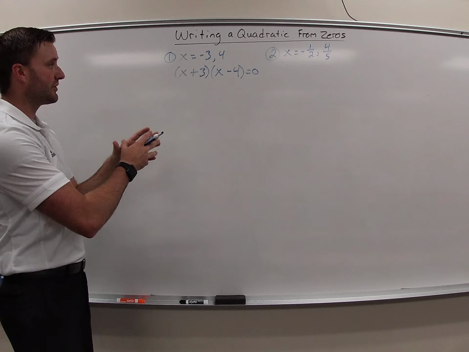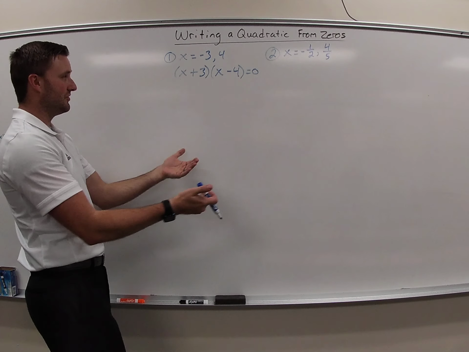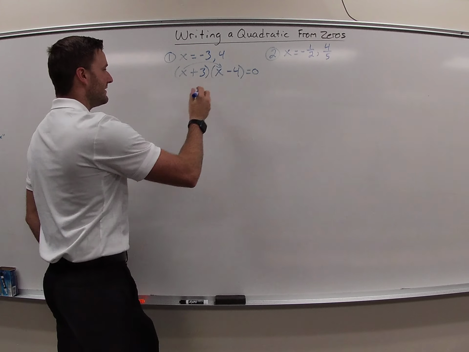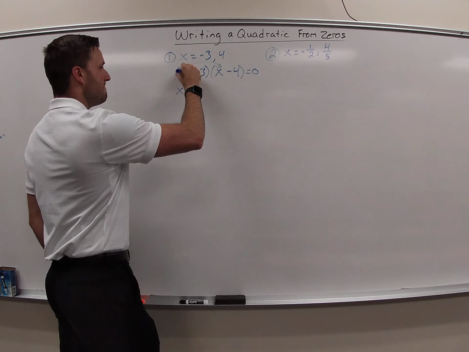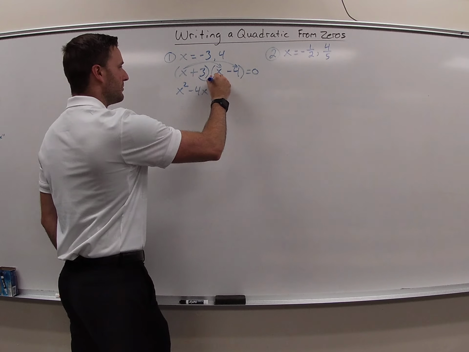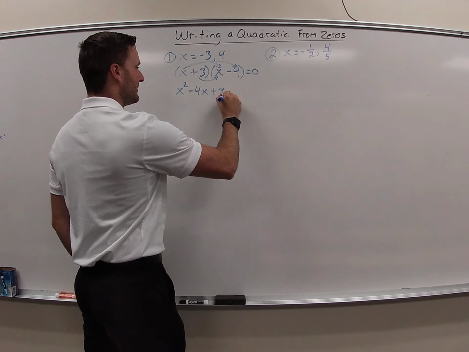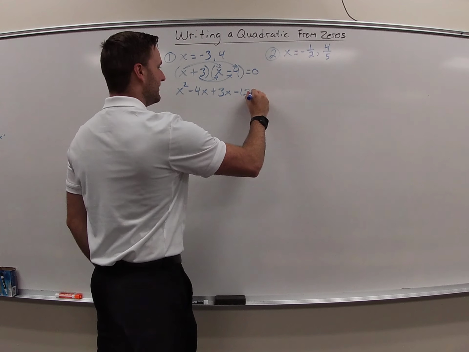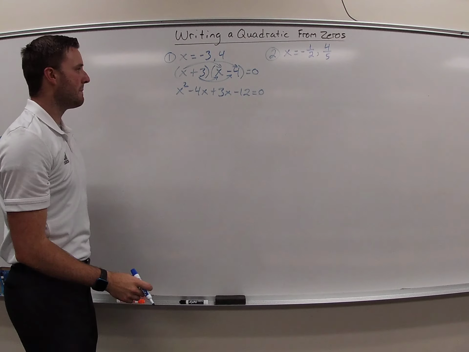Now from here, we're just going to distribute. Remember, factoring is just undoing the distributive property. So x times x gets me x squared. X times -4 is -4x. 3 times x is +3x. And finally, 3 times -4 is -12. And this is equal to 0.